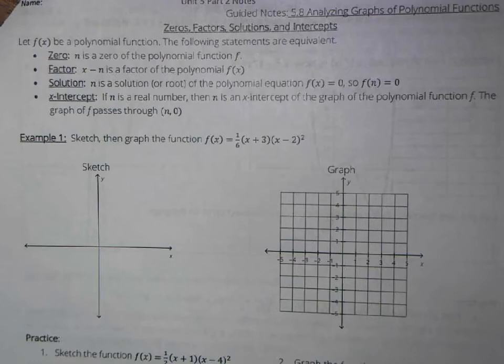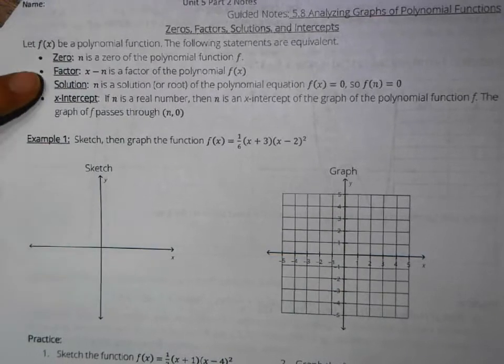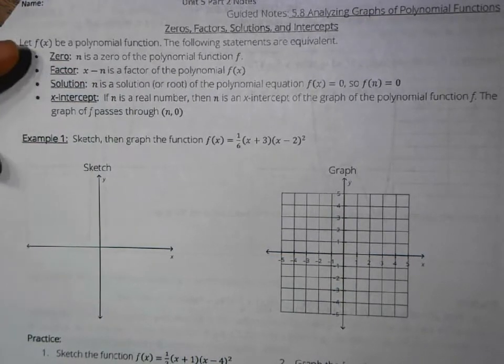For the last topic of our unit, we're going to look at some zeros, factors, solutions, and different parts of the graph. So let's start it off with a couple of vocabulary. If f of x is a polynomial function, all four of these statements are equivalent.